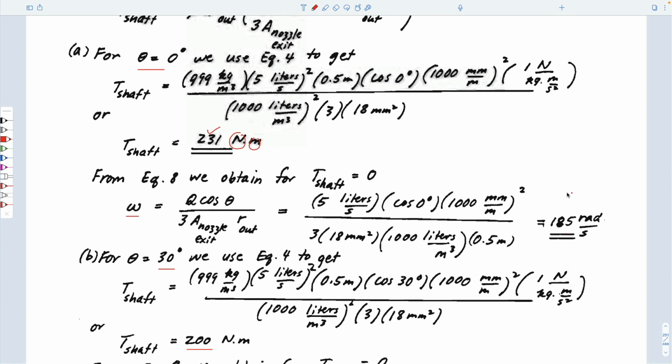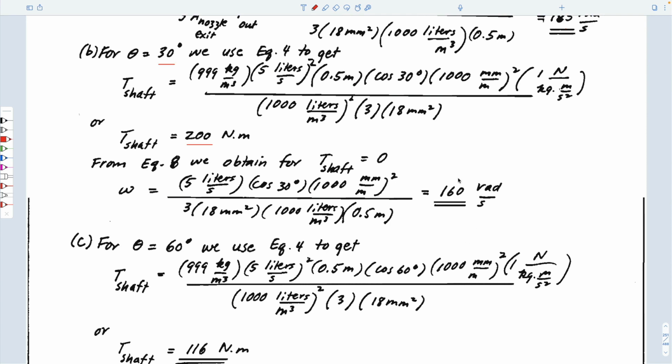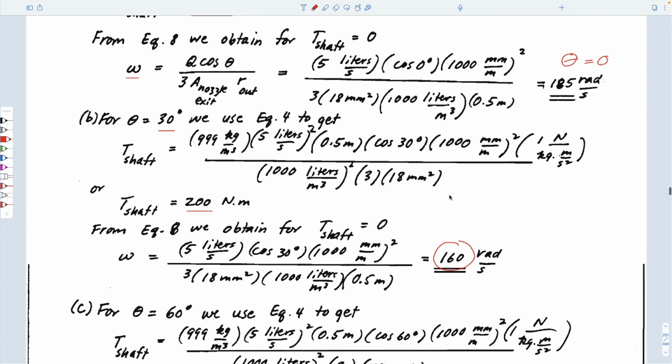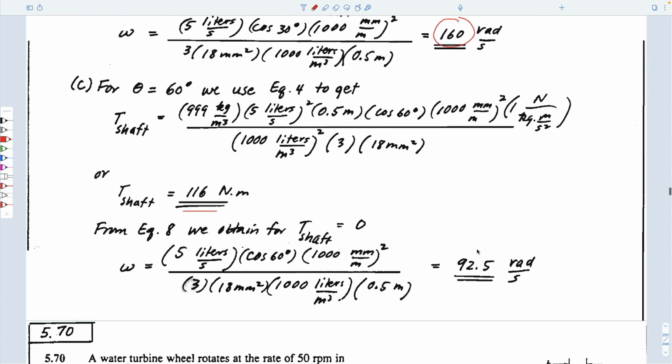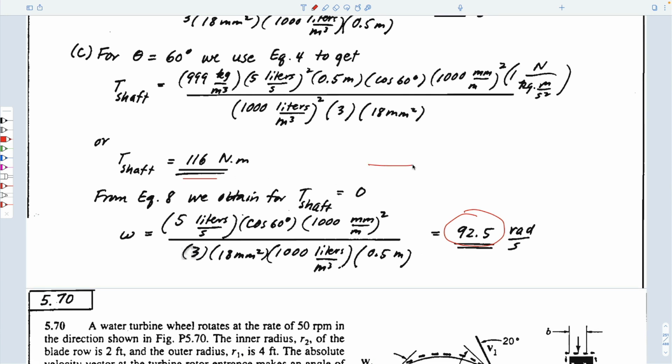So at 0 degrees tangential, it should be the maximum. At 30 degrees, it's smaller. 185 versus 160. And at 60 degrees, it's 95. And you know if this is T90, this is equal to 0. And omega for the 90 degrees case is also equal to 0. So that's it.